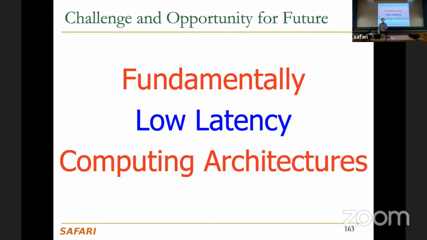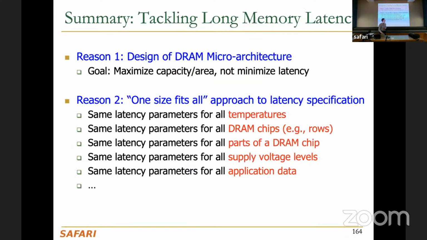So basically that's the summary. I think, no, this is not the summary. Basically, there's a huge challenge in designing fundamentally low latency computing architectures. And I believe it can be done by tackling the fundamental sources of latency, which is the way we're designing our memories and the way we're wasting latency. We're wasting latency with this fixed latency mindset, a one size fits all approach to latency, instead of exploiting the heterogeneity in the latency. Whereas here, if we design the DRAM memory microarchitecture differently, you can actually have lower latency.